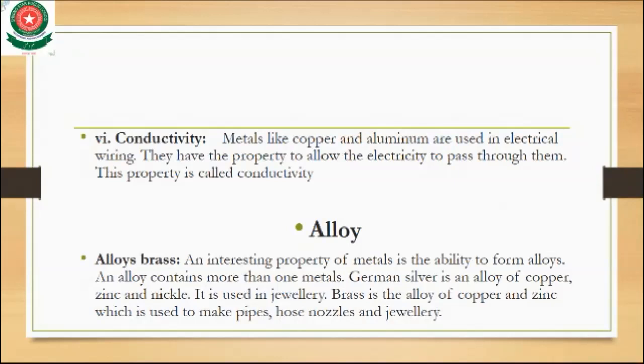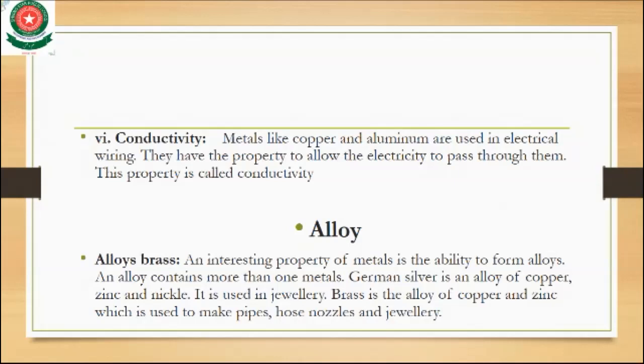So when you combine metals, they form an alloy. Okay, class. German silver is an alloy of copper, nickel, and zinc. There is also an alloy of zinc which is used in jewelry.